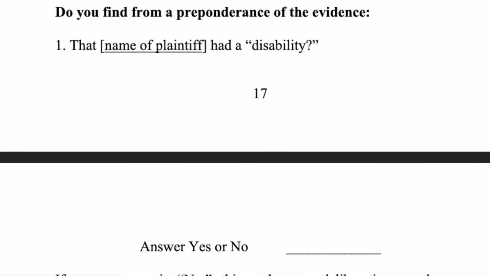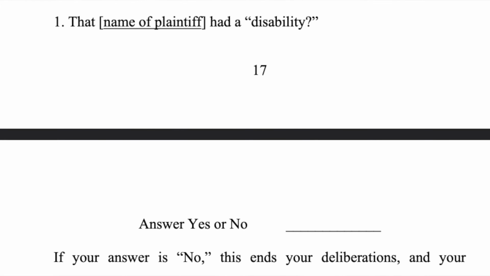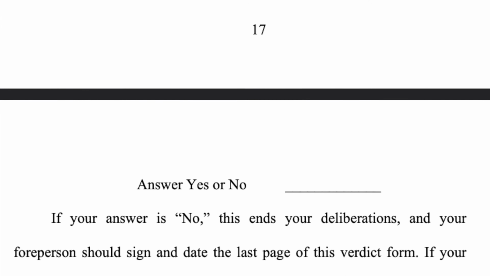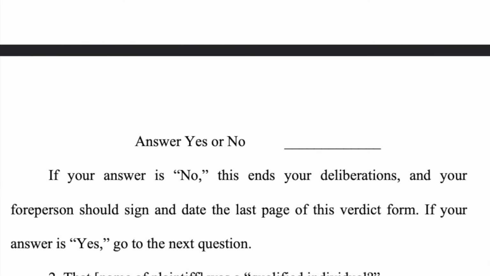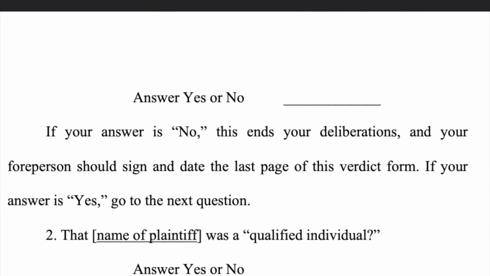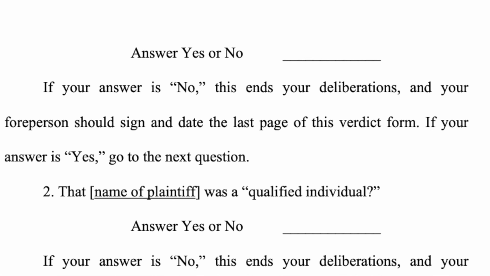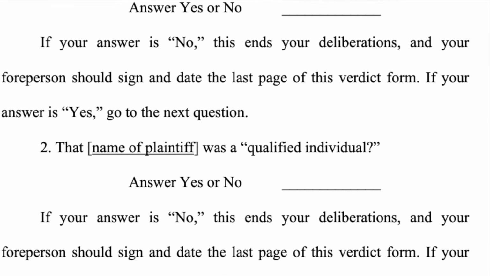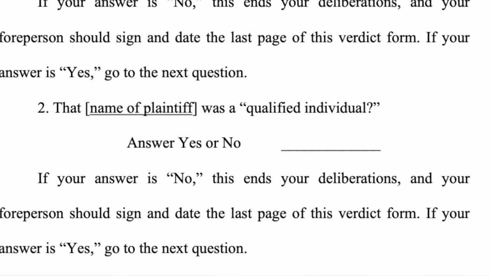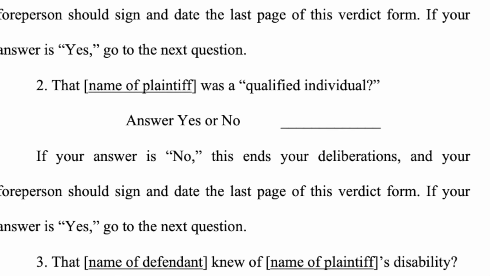1. Did the employee have a covered disability? No? Then your job here is done. Yes? Go to step 2. Step 2, is this employee a qualified individual? No? You're done. Yes? Go on to step 3. And so on. Some of the other circuits have these interrogatories too, but call them by a different name.